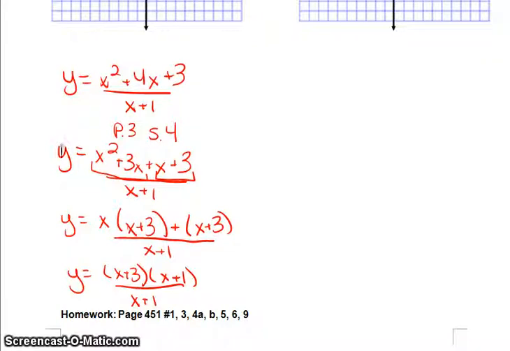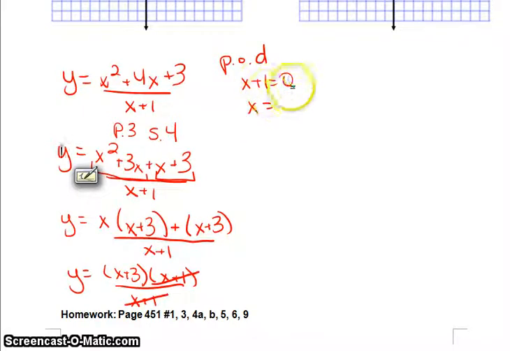Alright, so from here we can already see our point of discontinuity. I'm just going to write it up here, our point of discontinuity, because we can cancel out x plus 1 and x plus 1. So we have our hole there. Here we have x plus 1 is equal to 0. Moving 1 over to the other side, we have x is equal to negative 1.